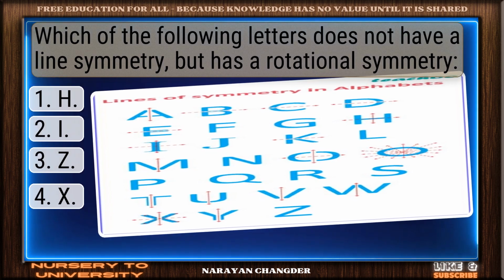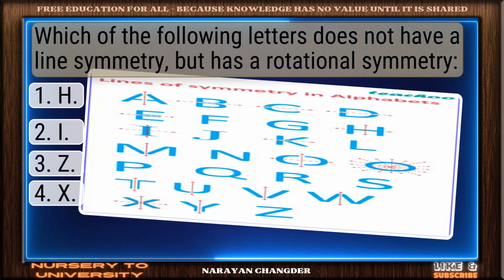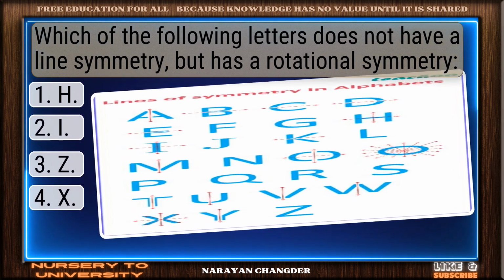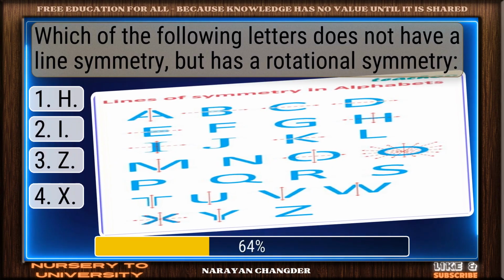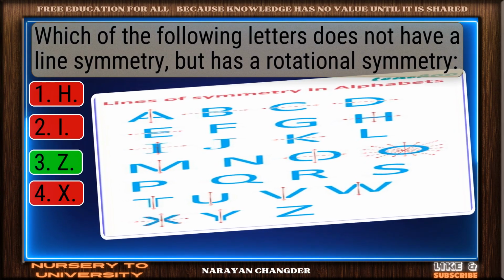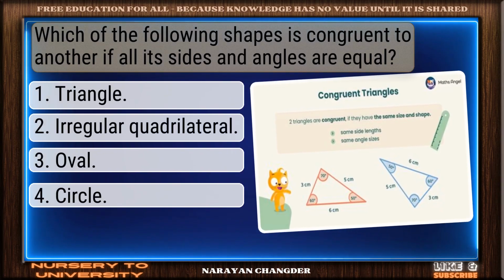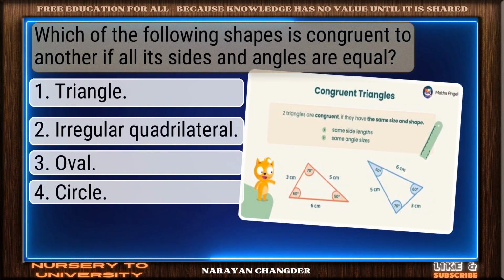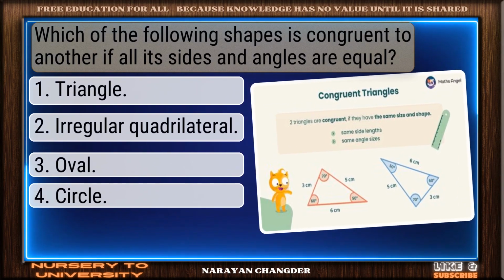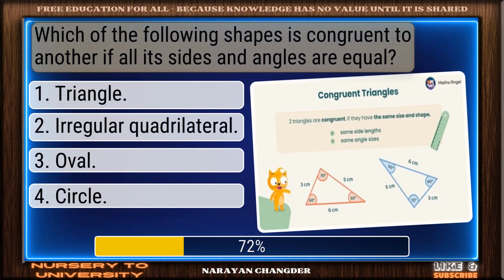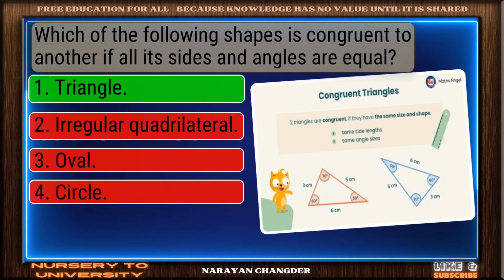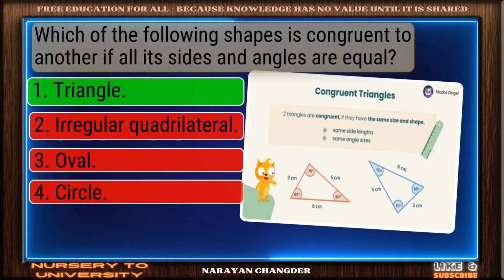Which of the following letters does not have a line symmetry, but has a rotational symmetry? You got it. Your choice Z is right. Which of the following shapes is congruent to another if all its sides and angles are equal? Great thinking. Triangle is the right choice.